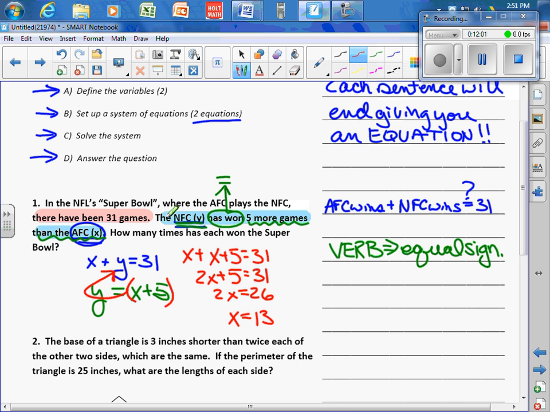Well, what does that mean? Well, we're calling x the number of AFC wins. So the AFC must have won 13 times. And if the NFC won 5 more than that, well, that would give you 18. Always check your work to make sure that things do work out. They do here. They added up to 31 games. You've solved your problem.